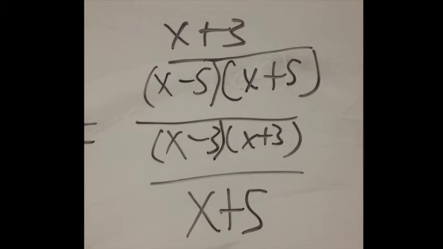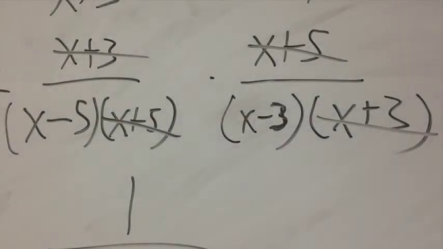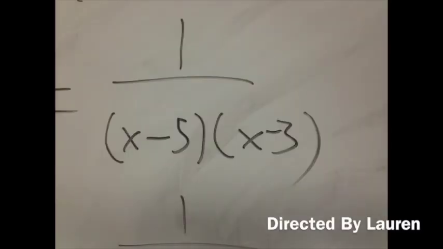Next thing you want to do is, since this is a compound fraction, you can multiply by the reciprocal. So you should set your problem up to be x plus 3 over x minus 5 times x plus 5 multiplied by x plus 5 over x minus 3 times x plus 3, since you can multiply by the reciprocal. So now you have like terms, so you can cancel out x plus 3 and you can cancel out x plus 5. So your final answer should be 1 over x minus 5 times x minus 3.